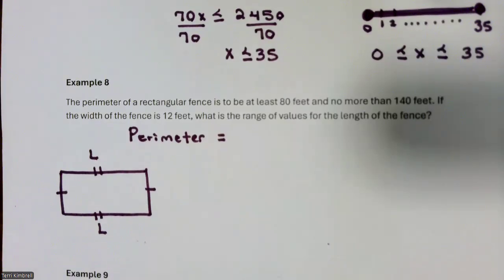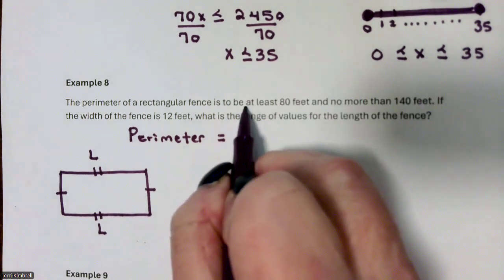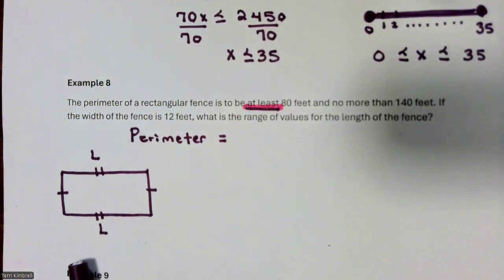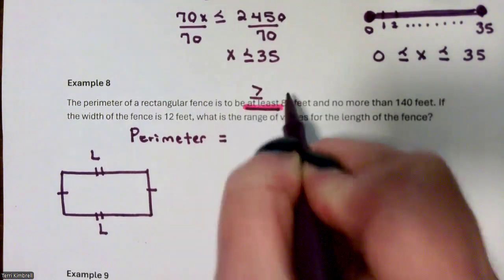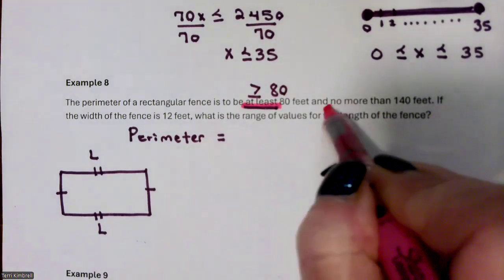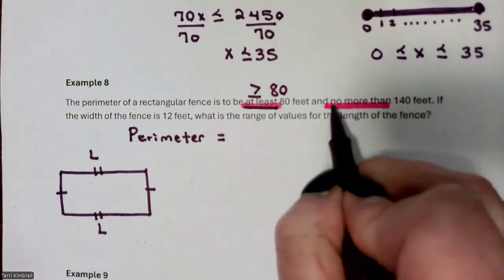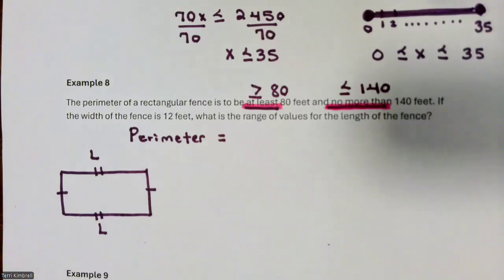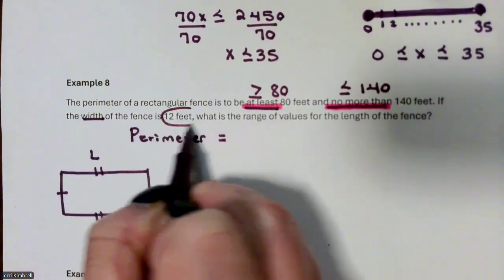Okay, perimeter of a rectangular fence is to be at least 80. At least is another keyword for inequality. So if you want to make at least a C in a class, that would be greater than or equal. So it's got to be at least 80. No more than means not more than. That's an inequality. Less than or equal to 140. It tells us that the width is 12 feet.